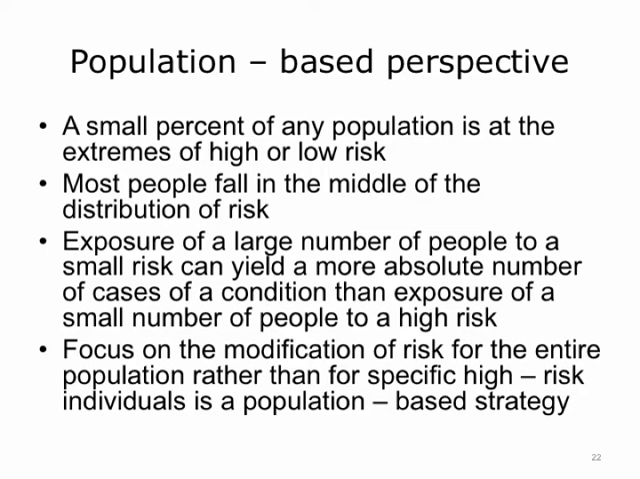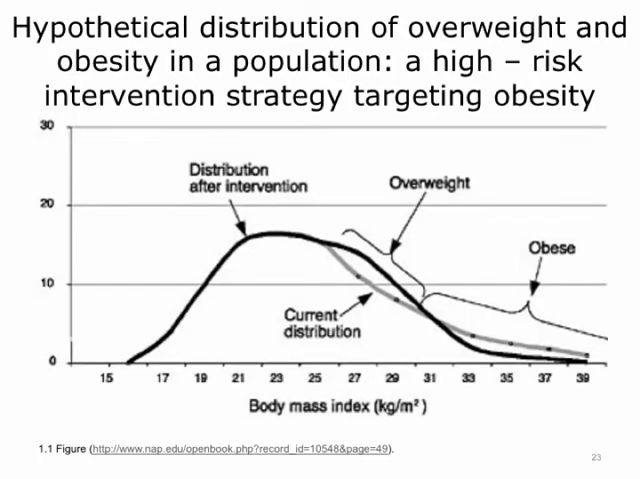Jeffrey Rose, 1981-1992, an epidemiologist famous for defining the population prevention strategy, observed in his work that exposure of a large number of people to a small risk can yield a more absolute number of cases of a condition, for example diabetes or heart disease, than exposure of a small number of people to a high risk. This understanding argues for public health strategies that focus on the modification of risk for the entire population, rather than for specific high-risk individuals.